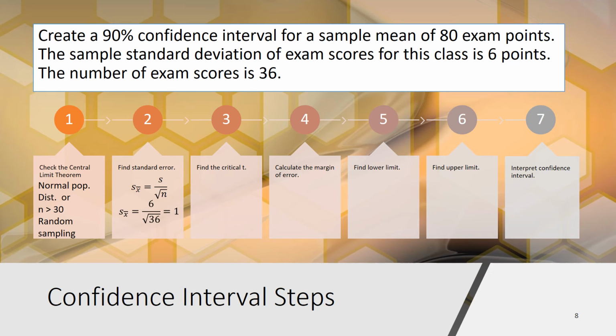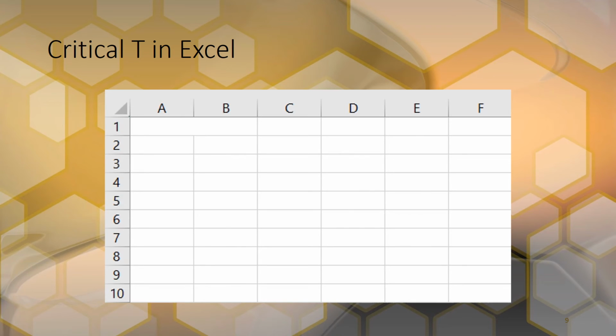And we're going to go to Excel because the t table in this case does not have 35 degrees of freedom on it. It kind of skips over that. I'm in Excel, and I'm going to show you how to get a 90% confidence interval critical t for a sample size of 36. So first we need to find what alpha is.